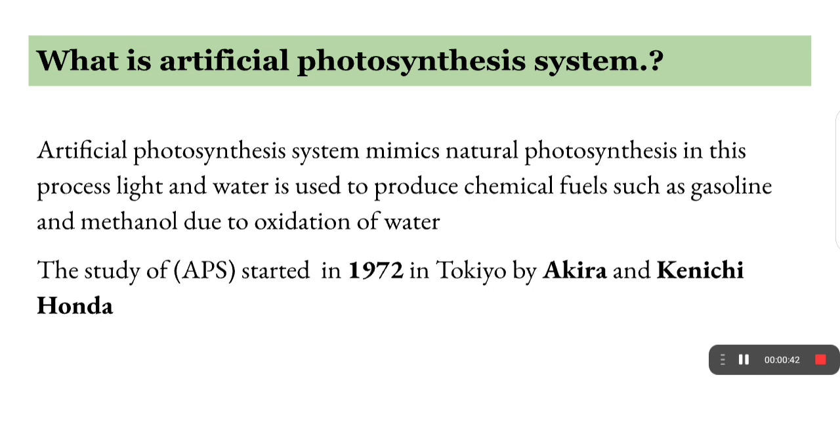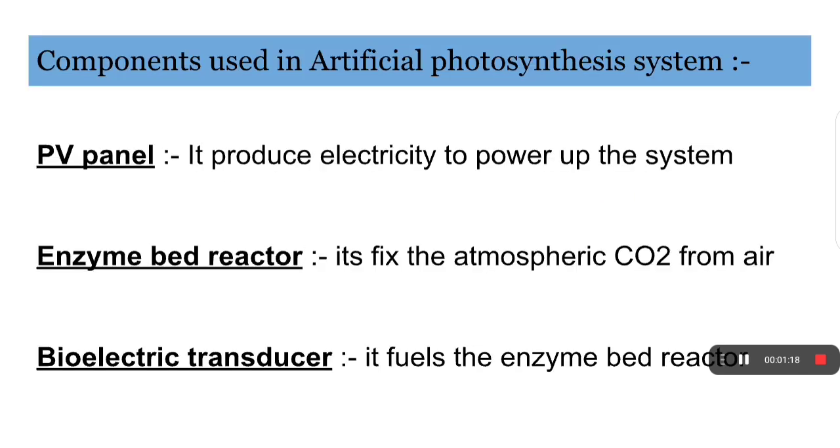Simply, this process mimics, or is like, natural photosynthesis. In this process, the light and water are used for what? To create chemical fuels such as gasoline and methanol. It is created due to oxidation of water. The study of artificial photosynthesis started in 1972 in Tokyo by the scientists Akira Fujishima and Kenichi Honda. Okay, this is the introductory part.